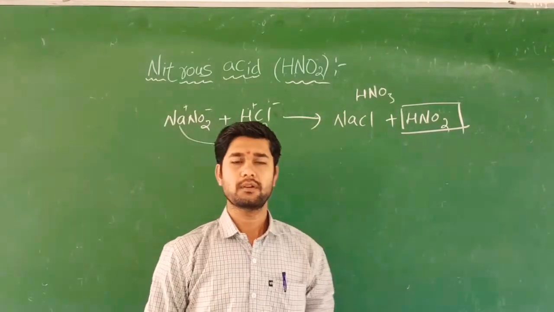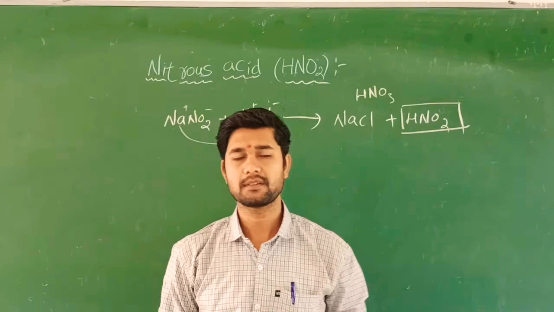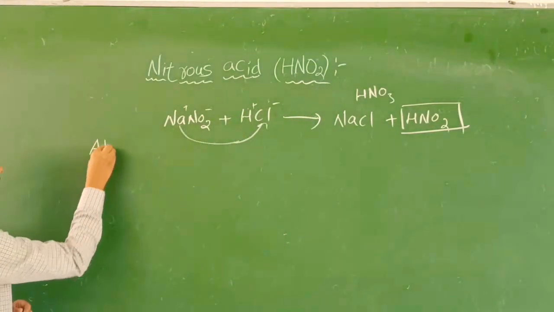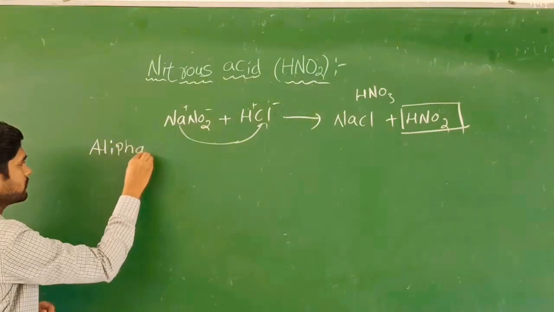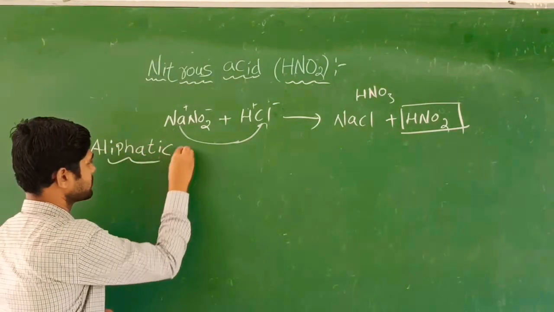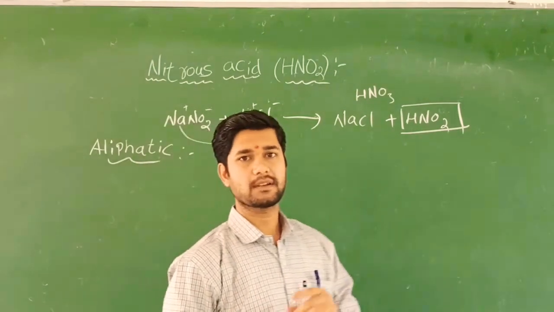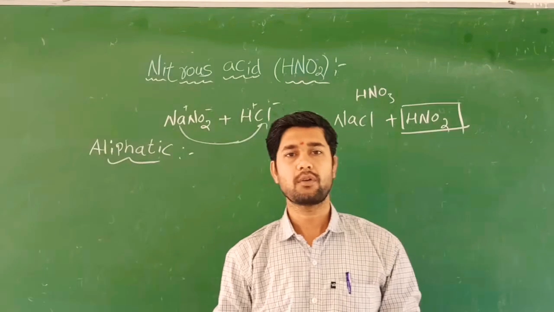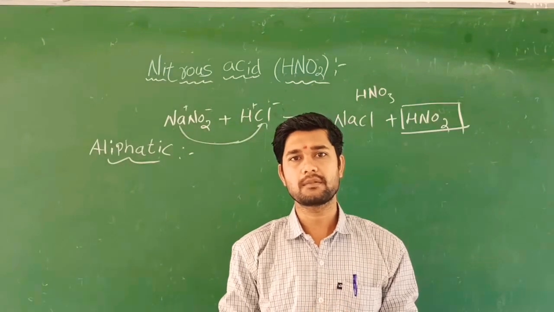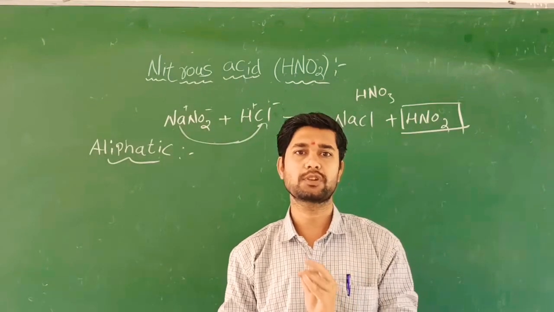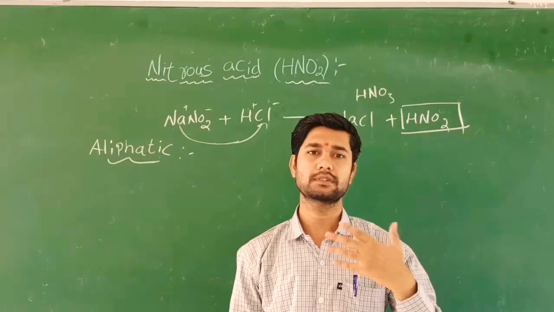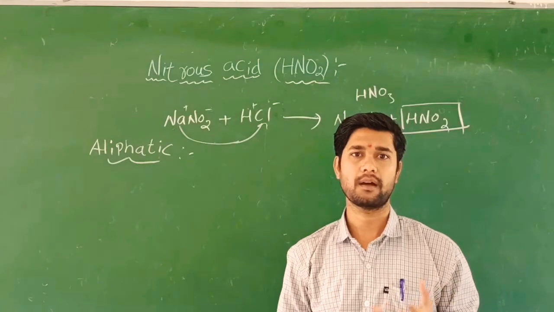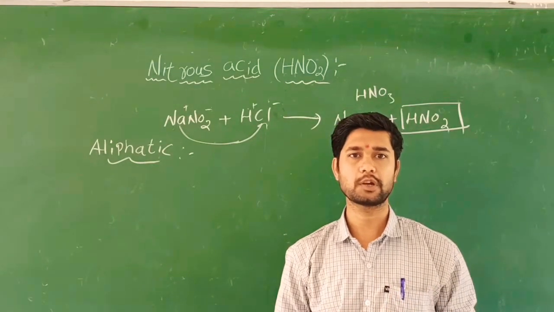This HNO2 also reacts with aliphatic amines. First I take the reaction in aliphatic amines, starting with primary amine. A primary amine reacts with nitrous acid to give an unstable intermediate, alkyl diazonium chloride. This is unstable and decomposes to give an alkyl alcohol; an alcohol group is produced here.